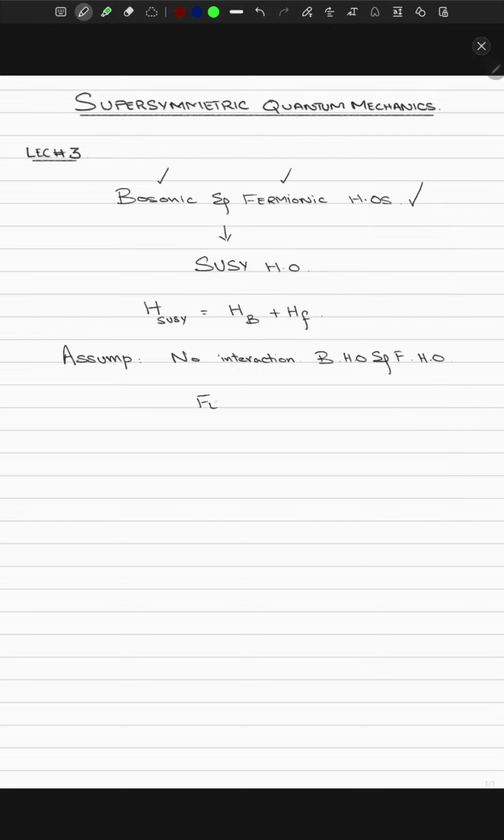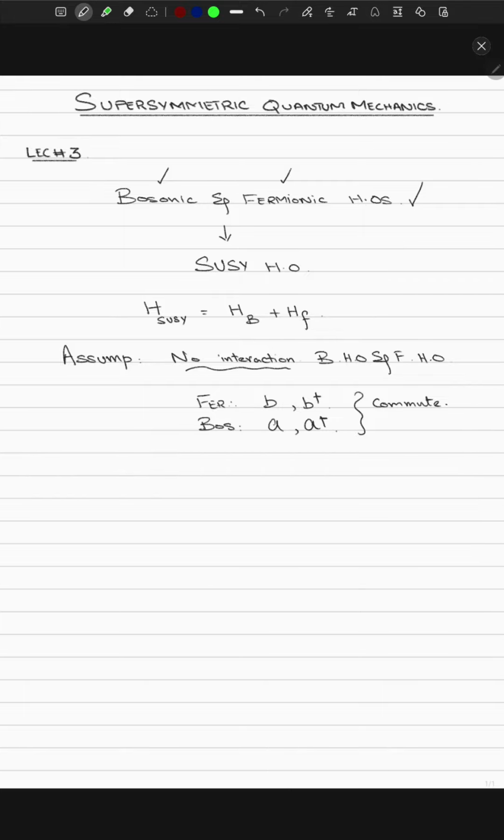We already know that the fermionic harmonic oscillator, or the fermionic system, is described by these B and B Dagger operators. These are the creation and the annihilation operators for a fermionic system, and we also know that for a bosonic system, the operators are A and A Dagger. Now, this no interaction statement essentially means that these commute with each other, right?